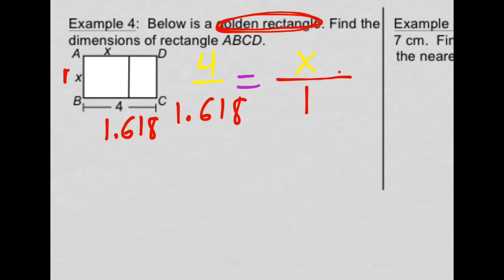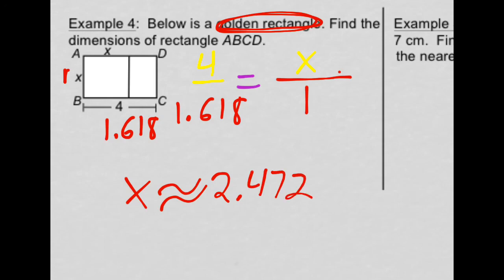And then we can just divide in our calculators. We can divide 4 divided by 1.618, and we get x is approximately 2.472. So we know that this side right here is approximately 2.472 if this side is 4. That's our golden ratio.